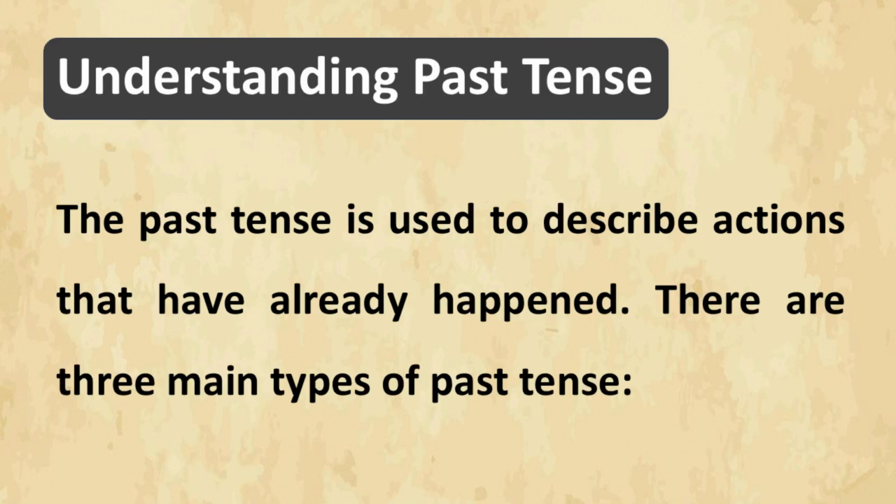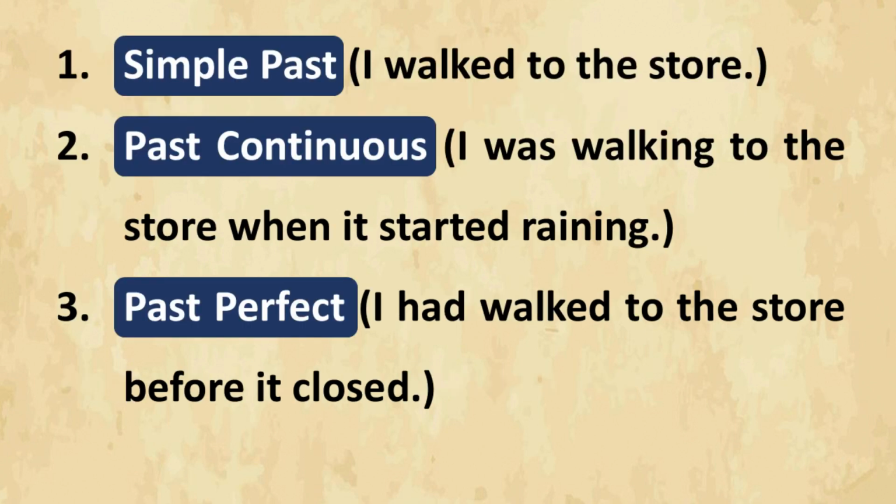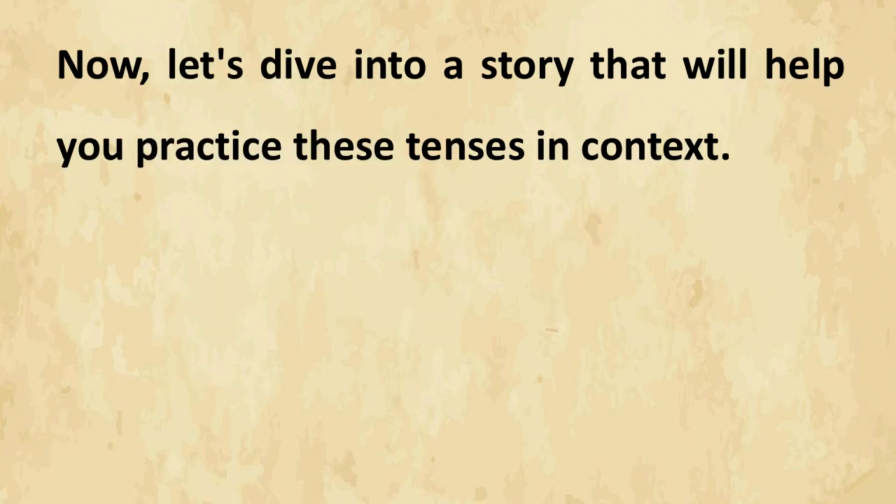The past tense is used to describe actions that have already happened. There are three main types of past tense. 1. Simple past. I walked to the store. 2. Past continuous. I was walking to the store when it started raining. 3. Past perfect. I had walked to the store before it closed. Now, let's dive into a story that will help you practice these tenses in context.